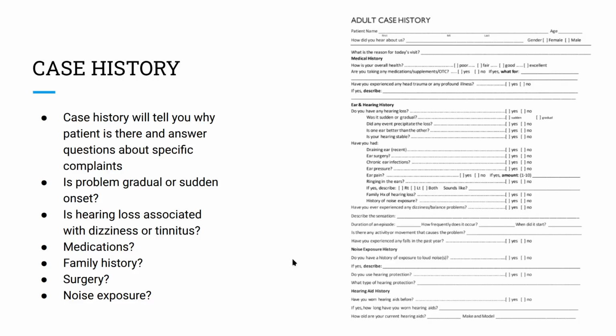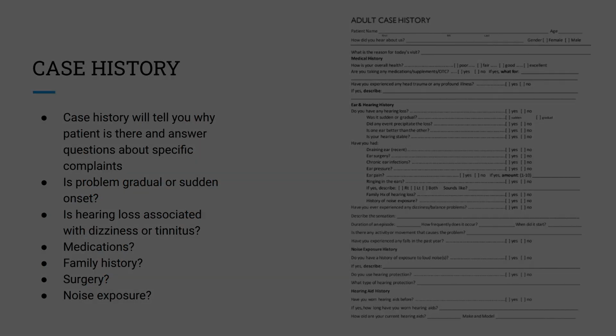Do they feel like one ear is better than the other? Do they feel like there was a certain event that precipitated the hearing loss or precipitated the tinnitus? Is there a certain trigger for dizziness for them? Those are all things that are going to be available on an adult case history.